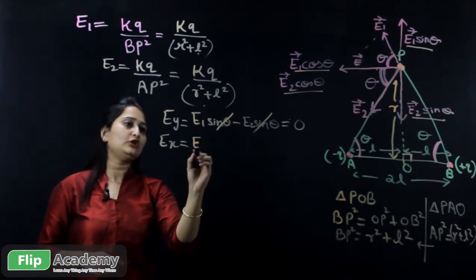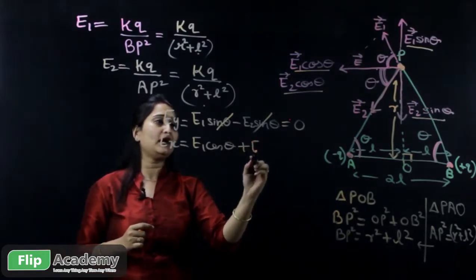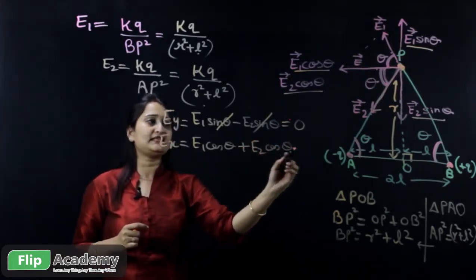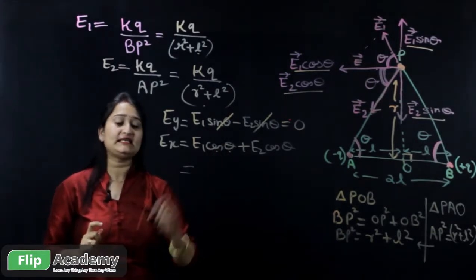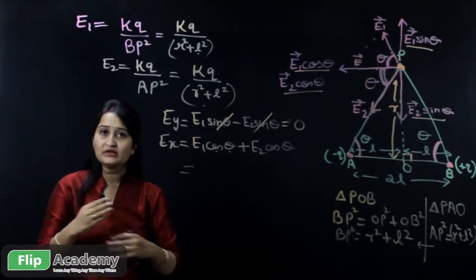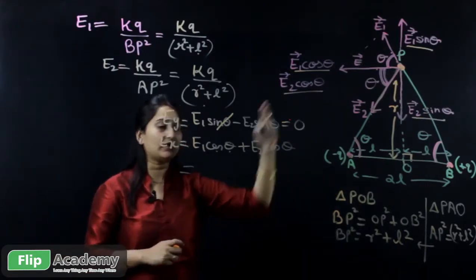So, now put the value E1 cos theta in the same direction. So, the values get added up. That is E2 cos theta. Now, E1 is known to you, E2 is known to you, but cos theta is still unknown. How is this cos theta known? We again have to refer to the same diagram.